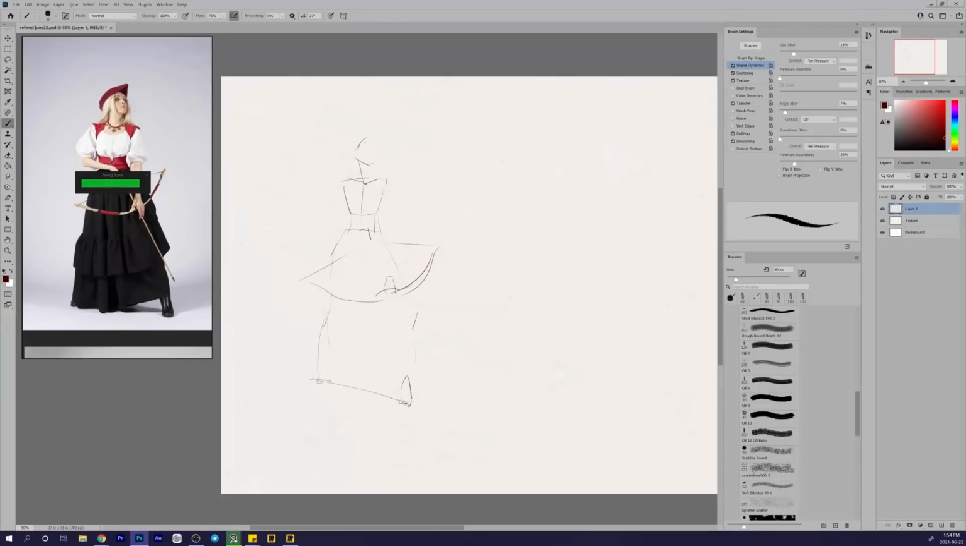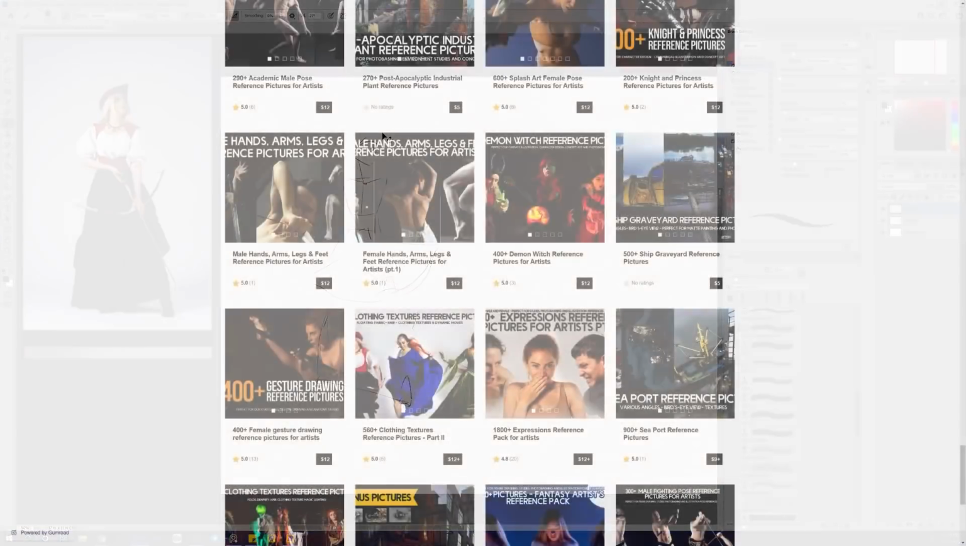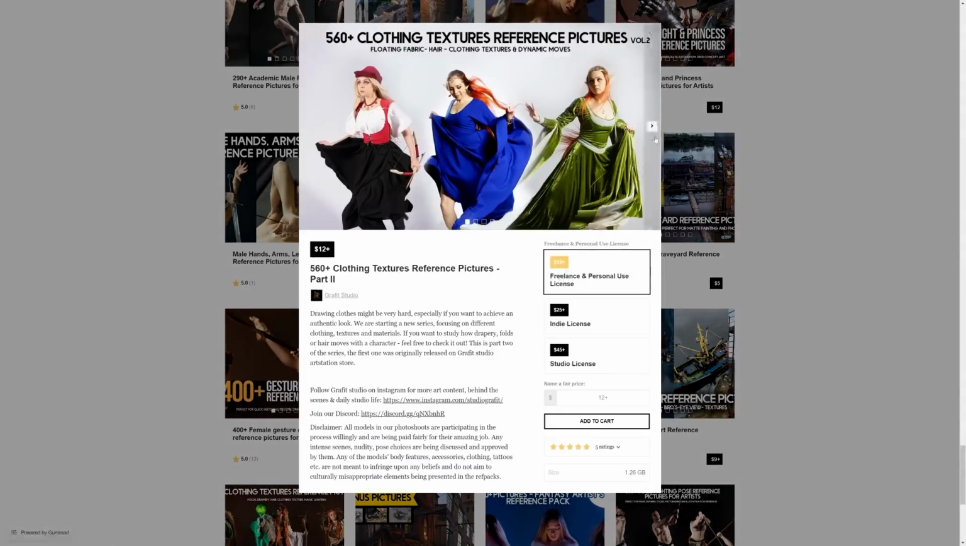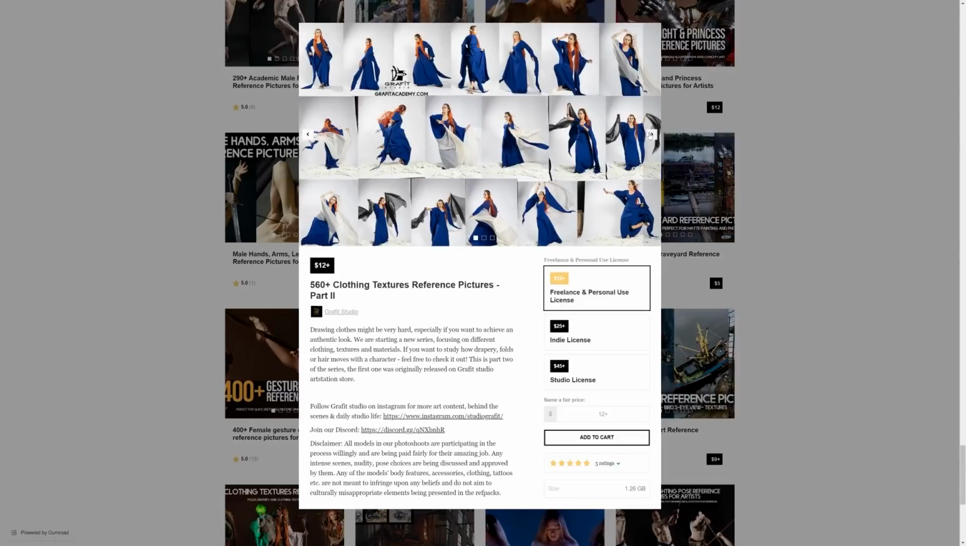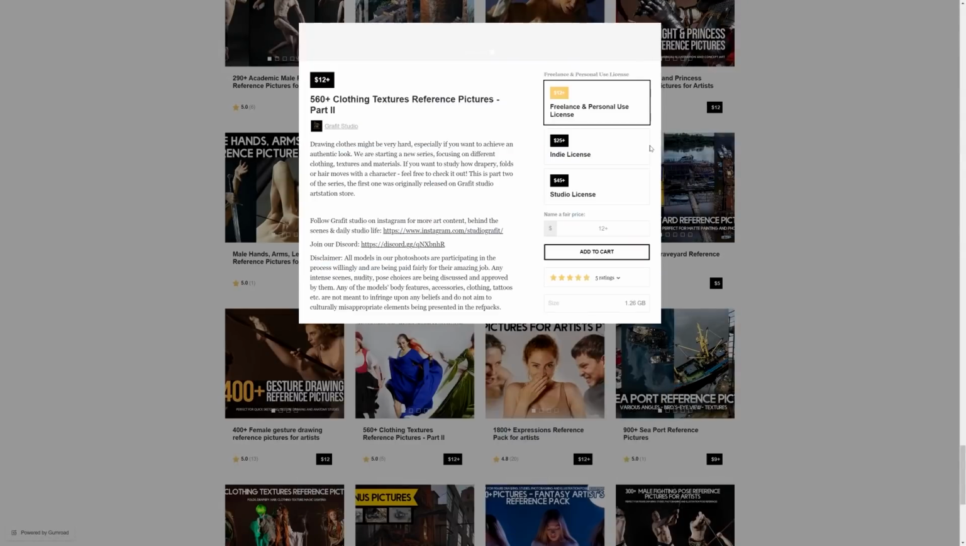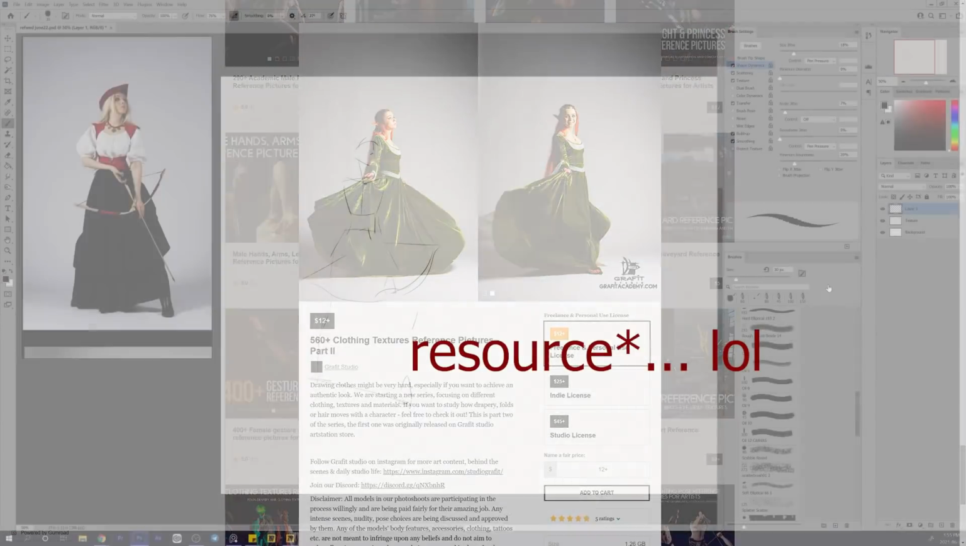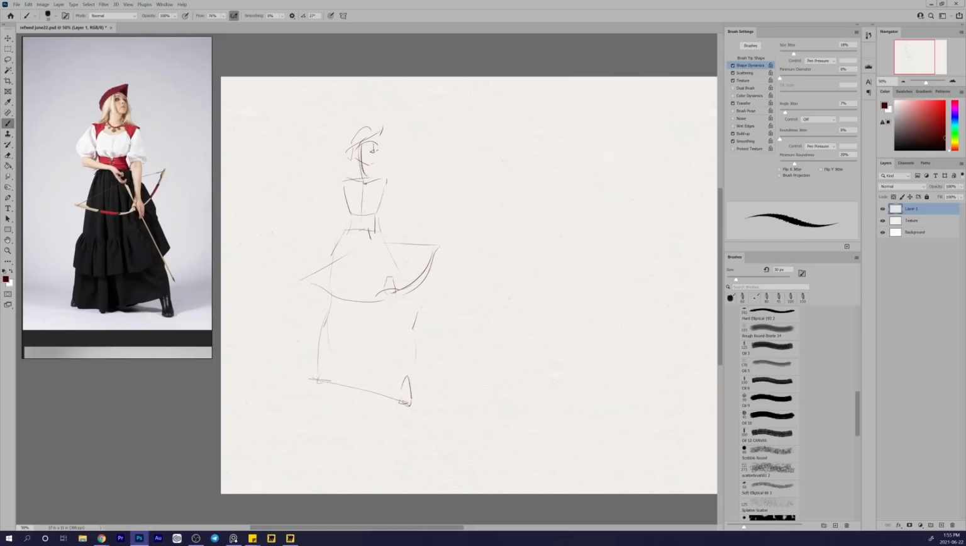So let's go. In this video, I'll be using Studio Graphite's Clothing Textures Reference Pack Volume 2. This pack has a variety of gorgeous and dynamic photos of flowing fabric. The model is wearing some elf costumes, and the photos are an excellent resource to study soft fabric in motion.